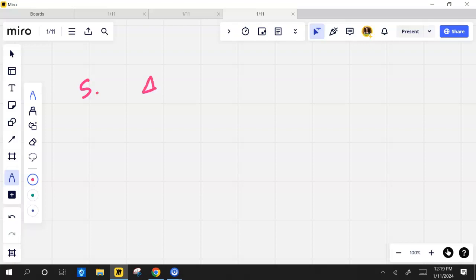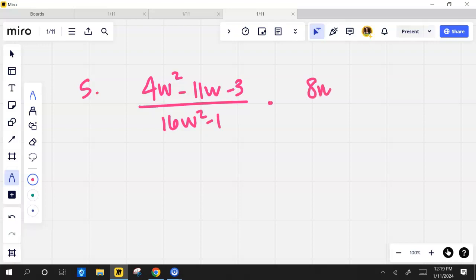So 5, I've got (4w squared minus 11w minus 3) over (16w squared minus 1). Since this is multiply, I'm going to leave it exactly like it is, and I'm just going to go through and try to factor any and everything that I can before I start.